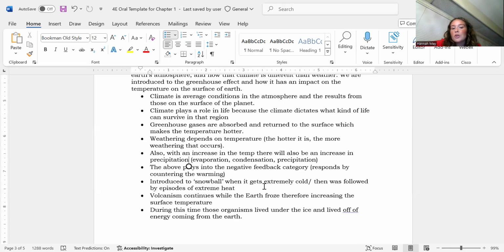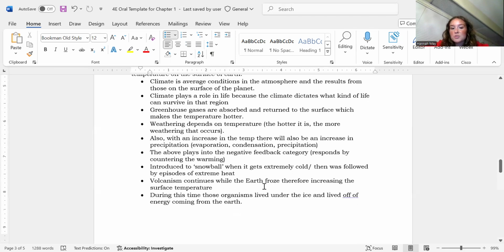Then the greenhouse gases are absorbed and returned to the surface of our planet, which makes our temperatures more hot or more warm, and that's what plays into the greenhouse effect. Weathering depends on temperature as well. Like the hotter it is, the more weathering is going to happen. And I thought this was very cool.